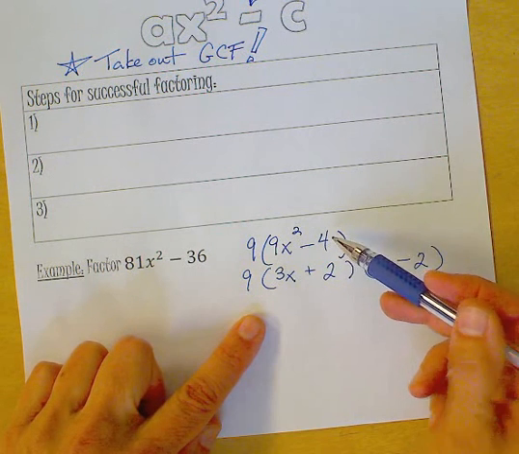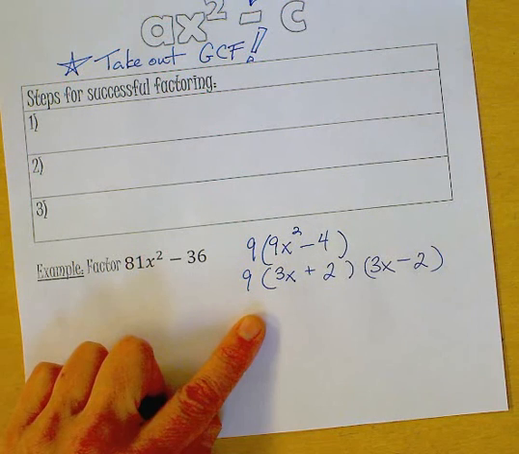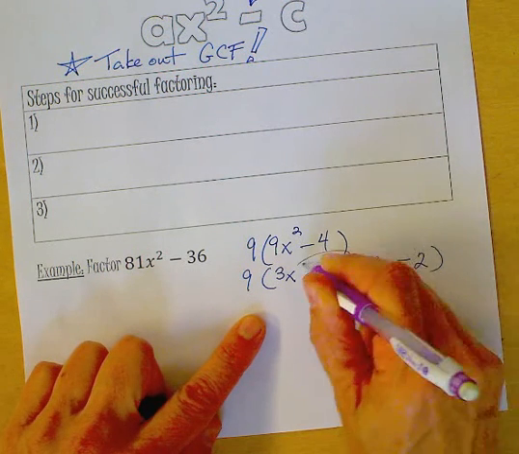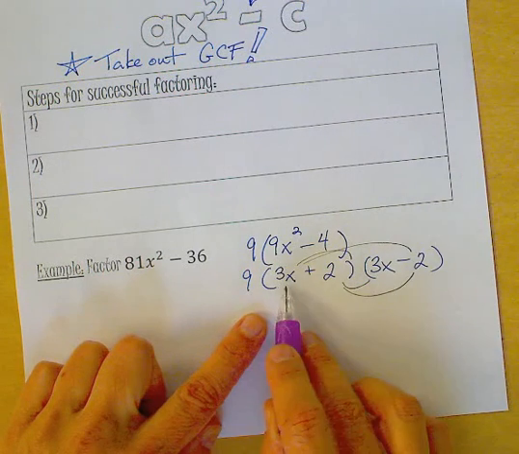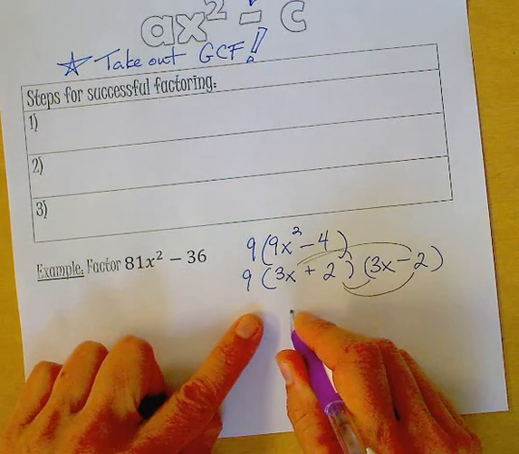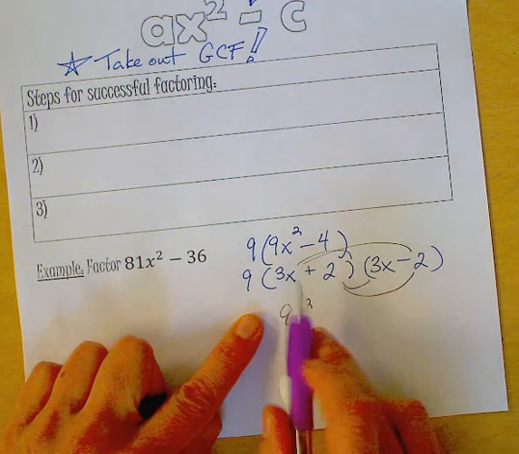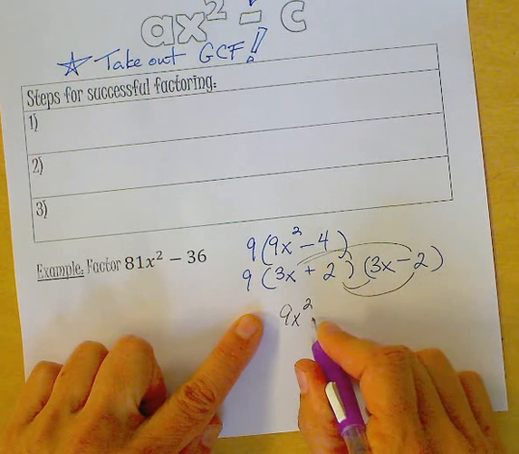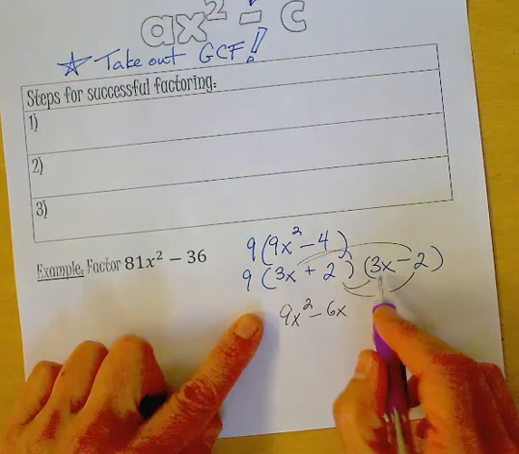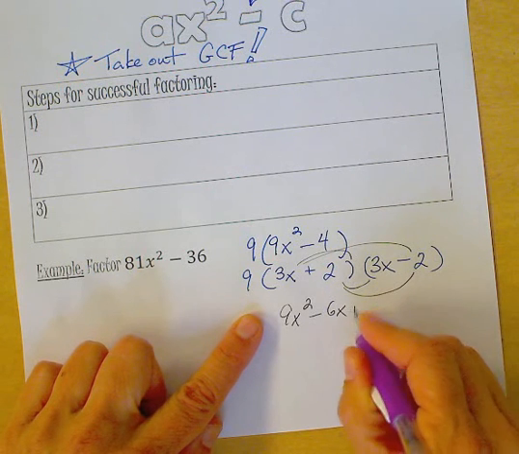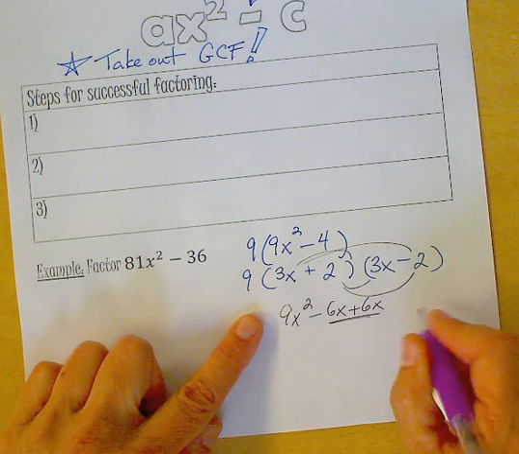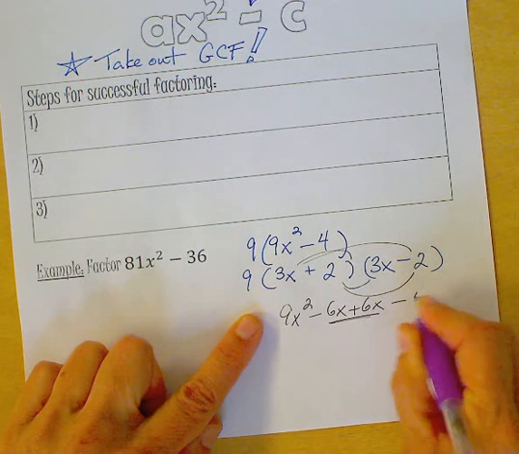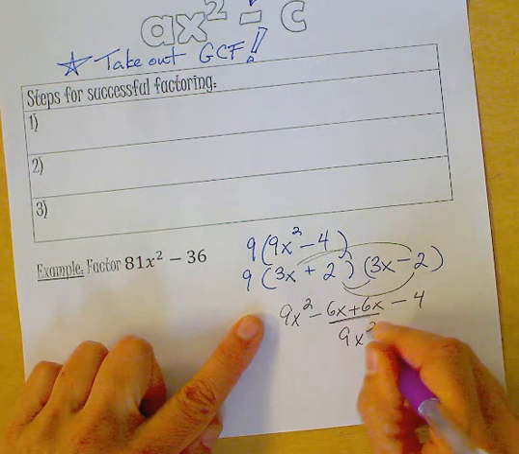If I were to FOIL this out, now I'm gonna FOIL this out just to convince you that this works. You don't need to write this, but I'm gonna FOIL it out. 3x times 3x is 9x squared. 3x times negative 2, negative 6x. 2 times 6x, positive 6x. See, those add to 0, and then 2 times negative 2, negative 4. So you see how you're left with 9x squared minus 4?